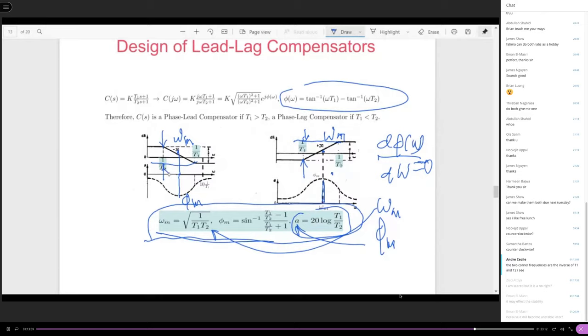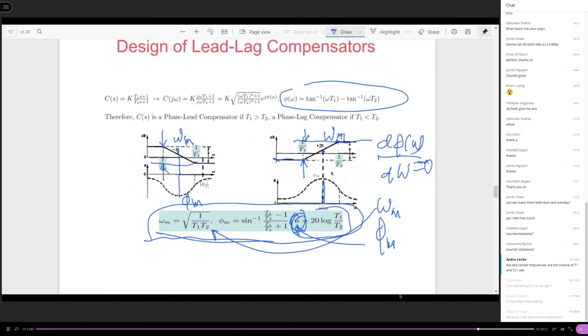The K doesn't matter here. It doesn't matter what value of K you use, because what we talk about here is the difference between the magnitude raising up or rolling off, right? So the K is canceled in this process, regardless of its value. This difference is always equal to 20 log of T1 over T2.